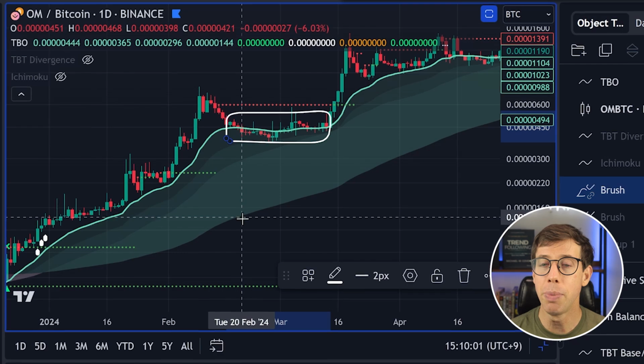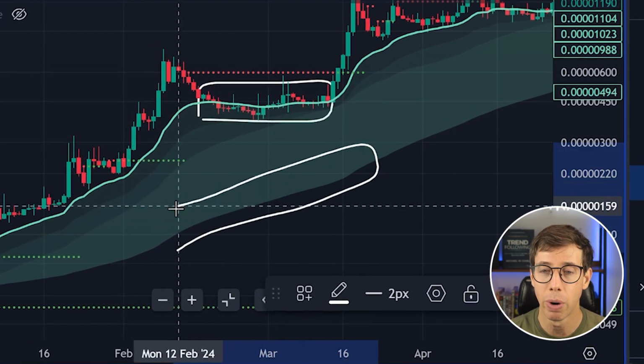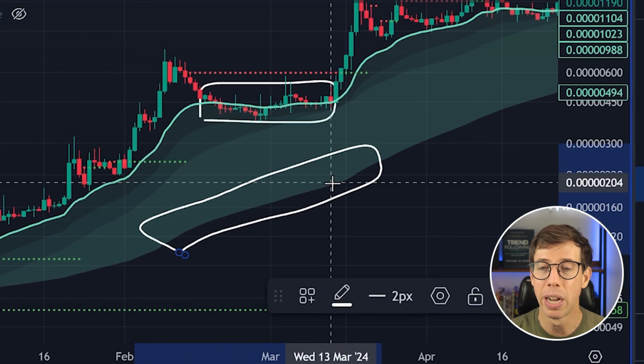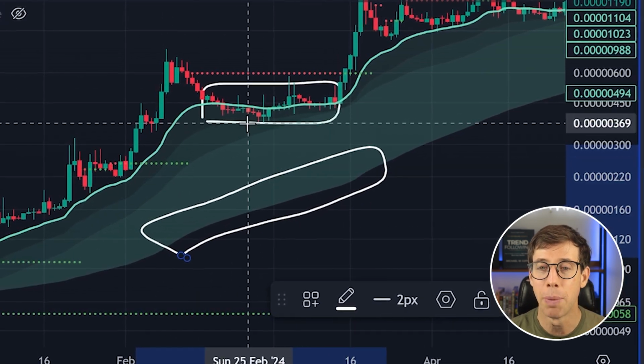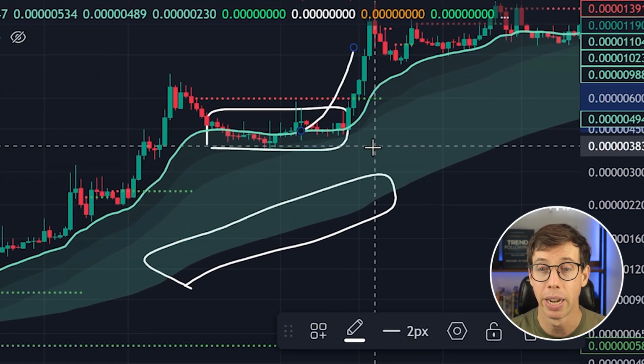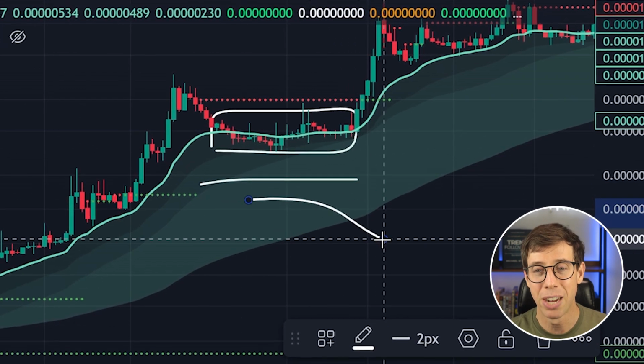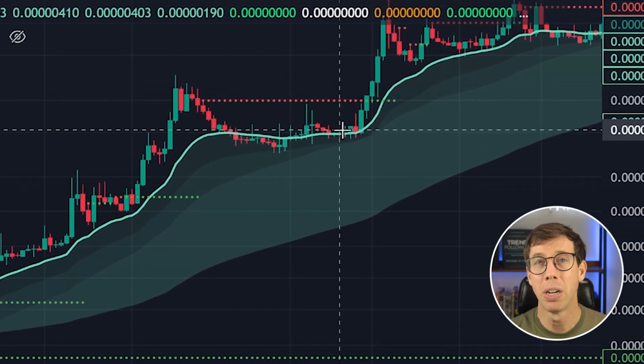But when we're using the TBO to gauge the strength of the trend, we want to focus on this lower line right here. And this is the TBO slow line. If the slow line is angling up and we're in a period of consolidation, we can trust that the breakout's going to be to the upside. Whereas if the slow line is kind of flat or it's ranging down, then this is probably going to be a bearish outcome for the price.